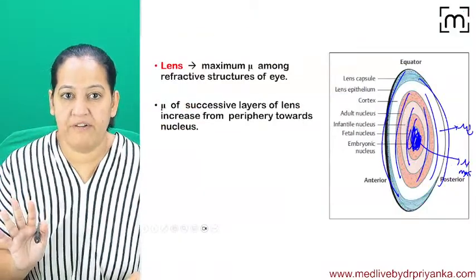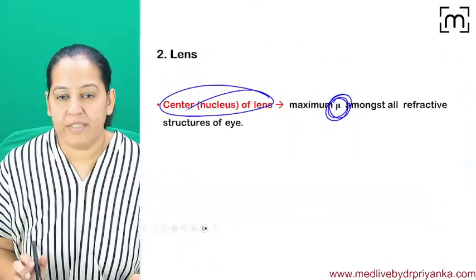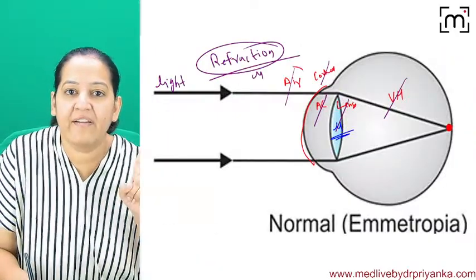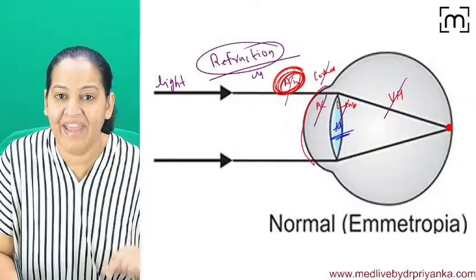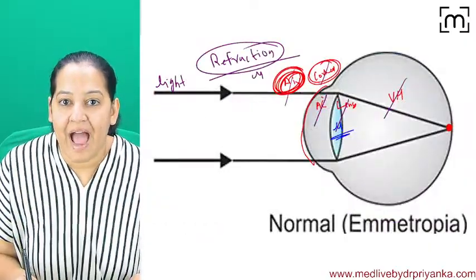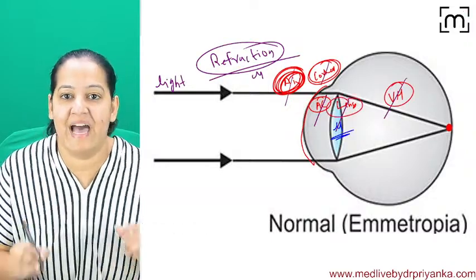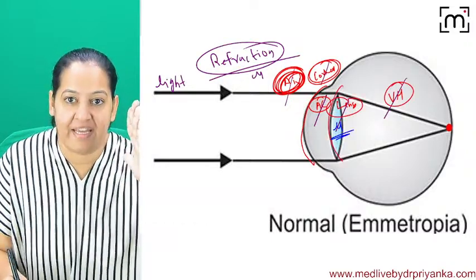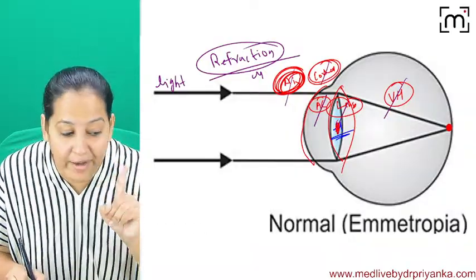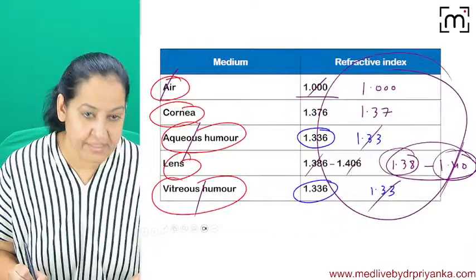I hope you got it. Everyone give me a thumbs up if you got it. Say, people, say. So did you get it or not? So you know the refractive index of all. Air, it's 1. Cornea, 1.37. Aqueous humor and vitreous humor, 1.33. And the lens has a range. The periphery is 1.38 and the center is 1.40. Everyone give me a thumbs up, people. Kindly interact. Got it, everyone?